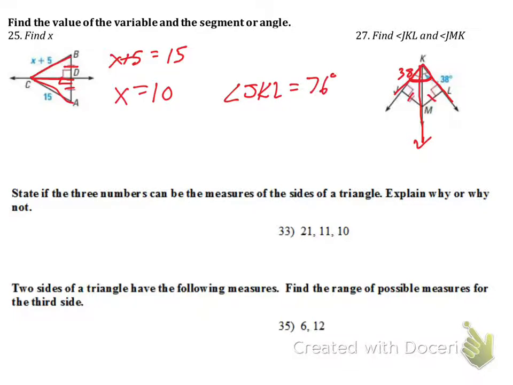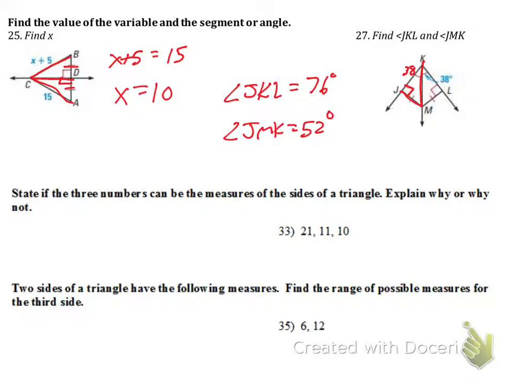Then JMK. Let's see, is it JMK? Yeah, JMK right here. So if this is 90 and this is 38, because this is a triangle, right? I would do 180 minus 38 minus 90. I'll get 52 degrees. So angle JMK is equal to 52 degrees.